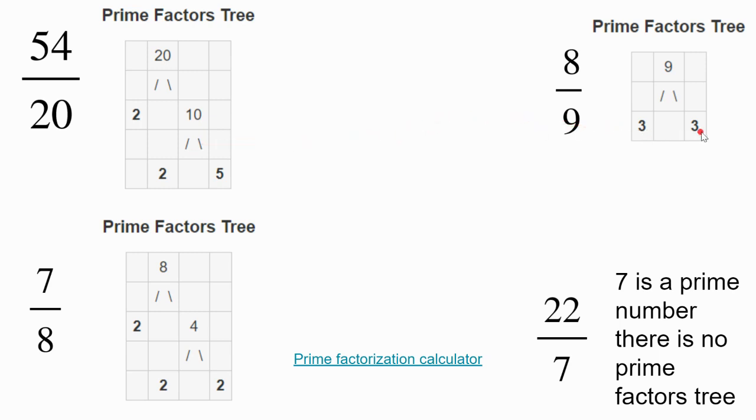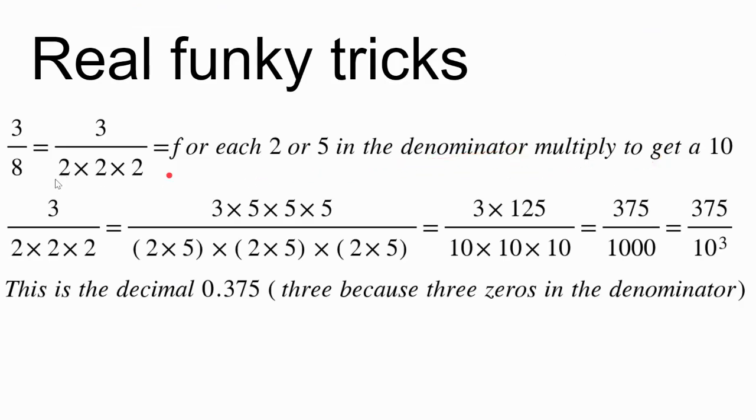If I do prime factorization and I get any other number, even once, then I will have a repeat. Okay. So some real funky tricks.